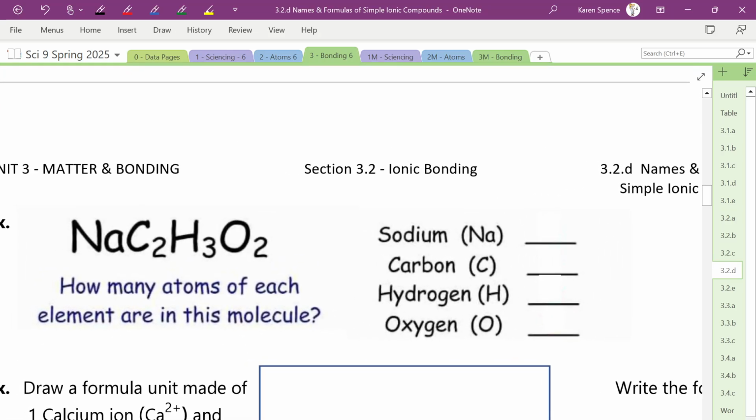How many atoms of each element are there in this molecule? I would like you to write those down and then check with your partner. NaC2H3O2.